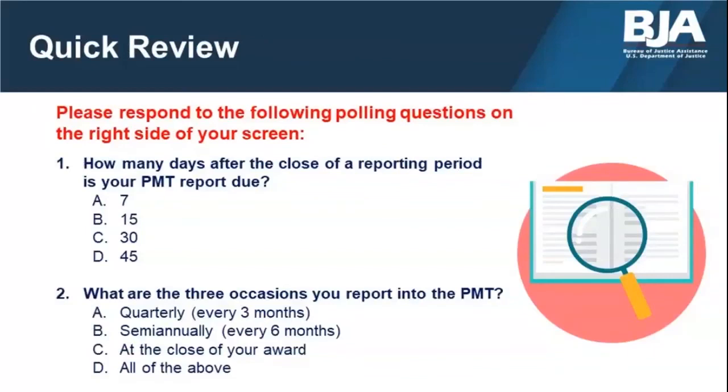Here's our first poll. Please respond to the following polling questions on the right side of your screen. Number 1, how many days after the close of a reporting period is your PMT report due? A, 7 days, B, 15 days, C, 30 days, or D, 45 days. Question 2, what are the 3 occasions you report into the PMT? A, quarterly, B, semi-annually, C, at the close of your award, or D, all of the above. Please choose the answer that you think fits best for each of the questions.